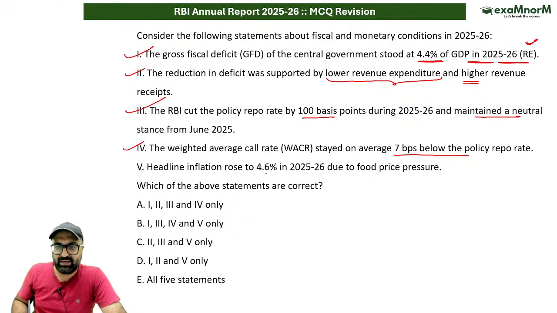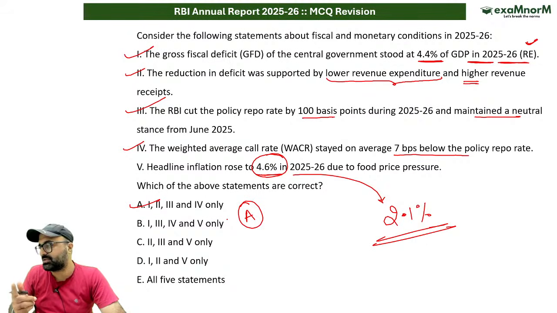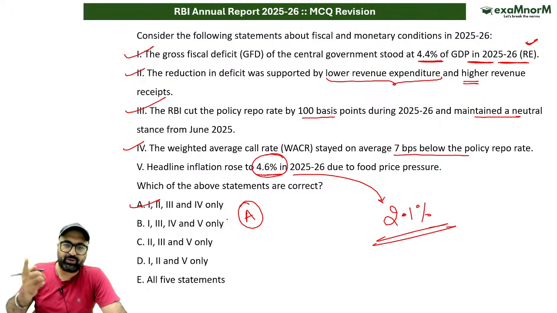Headline inflation has increased to 4.6%. नहीं सर, headline inflation इतनी ज़्यादा कहाँ है? Headline inflation तो बहुत कम थी. Sir, it was around 2.1% for the entire financial year 2025-26. तो अगर हमसे कोई पूछे headline inflation और CPI combined inflation, it was what? Sir, it was 2.1% for the entire financial year, that is 2025-26. क्लियर हो गया जी पॉइंट.